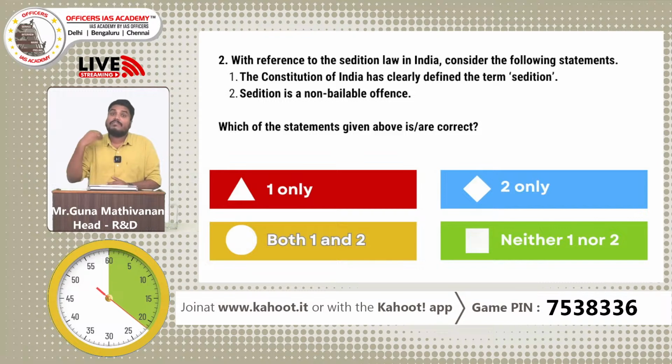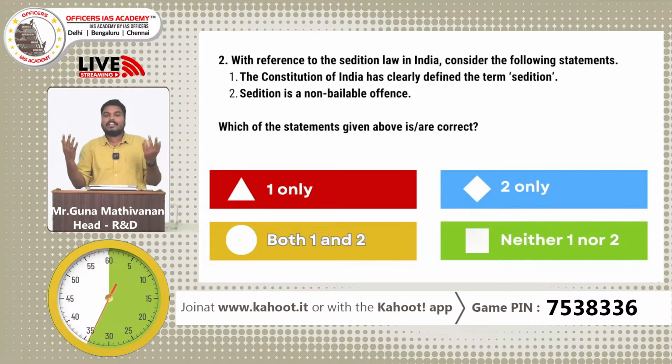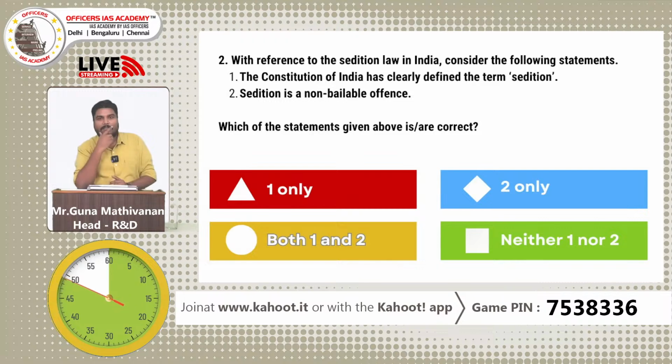Whoever, either by words spoken or written or through visual representation, attempts to create hatred or contempt or disaffection towards the government established by law, then that is a punishable offence. One can be imprisoned for 3 years to life imprisonment, right? This is about sedition. So why is it in the news?